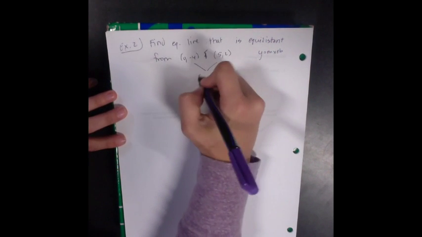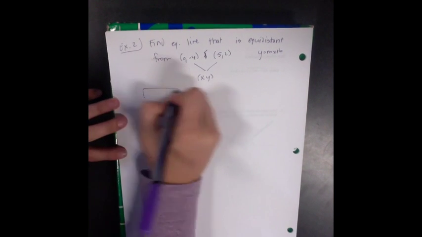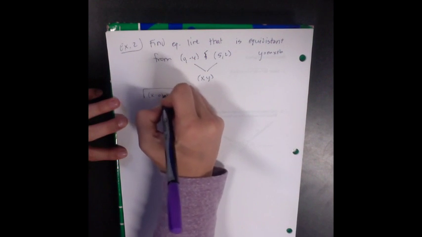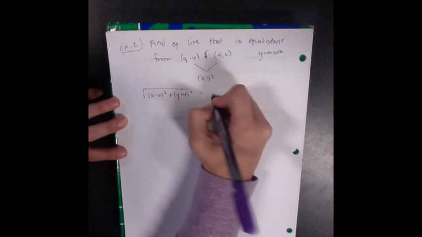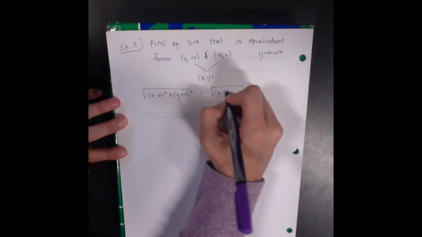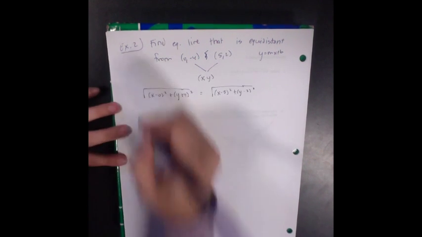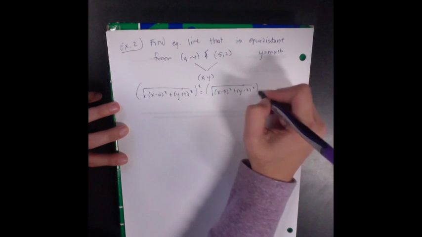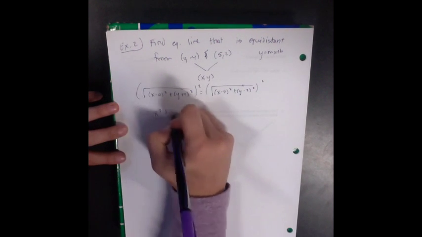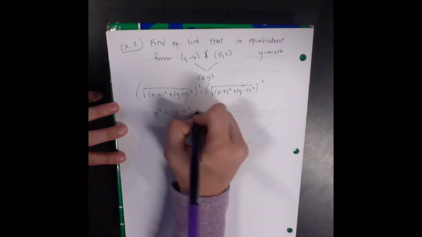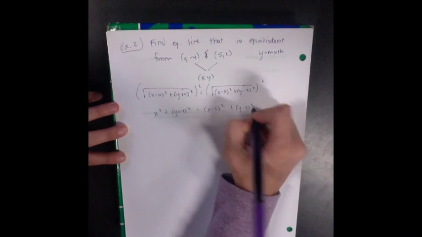All right, so I'm finding the distance from both of these points to (x, y). So the first distance, I have the square root of x minus 0 squared plus y minus a negative 4 squared, equals the square root of x minus 5 squared plus y minus 2 squared. I square both sides to get rid of my square root. So this leaves me with x squared plus y plus 4 squared is x minus 5 squared plus y minus 2 squared.